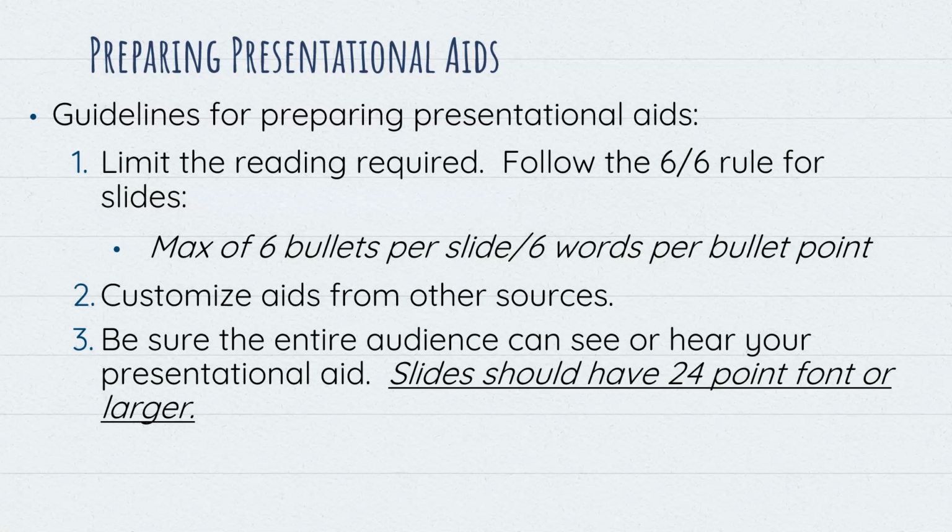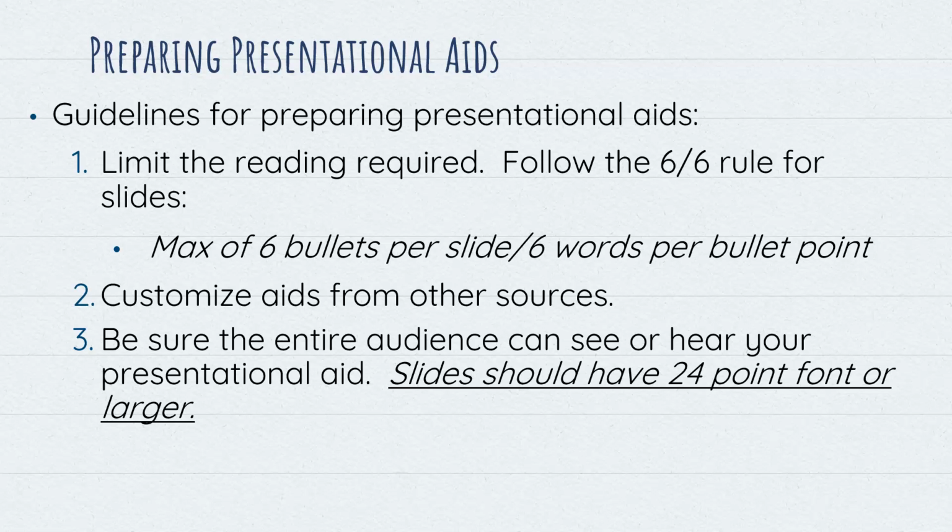All right, presentation aids. Limit the reading that you ask your audience to do. I ask that you follow the 6-6 rule: 6 bullets per slide, 6 words per bullet point. If you have complete sentences on your slide, first of all, it's hard for the audience to read that in most cases. And you don't want your audience reading, you want them listening to you.